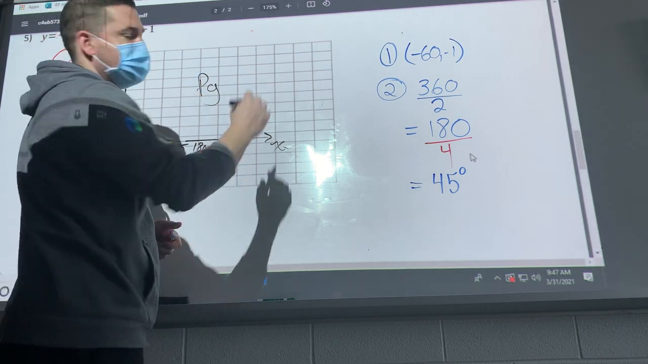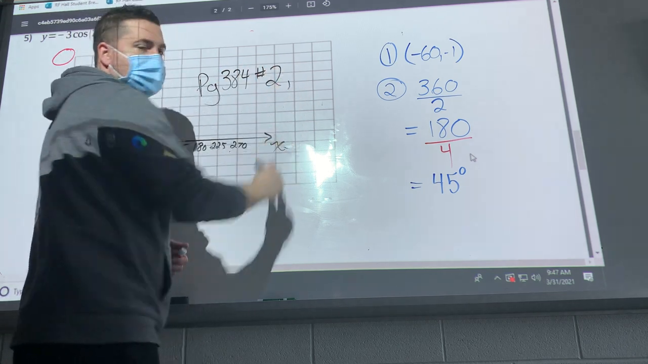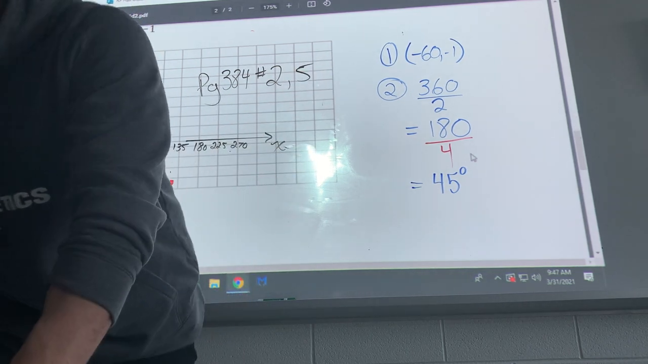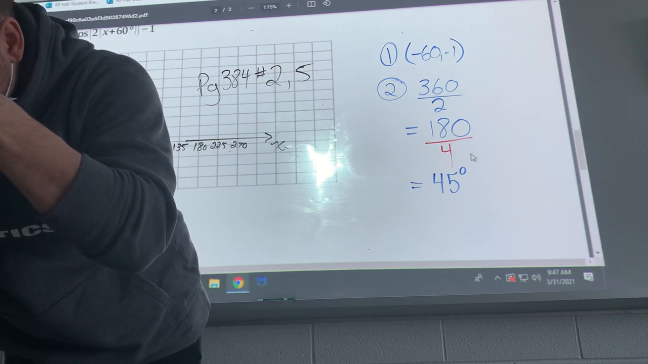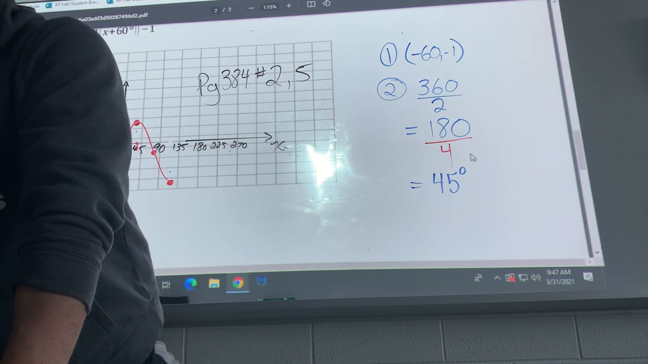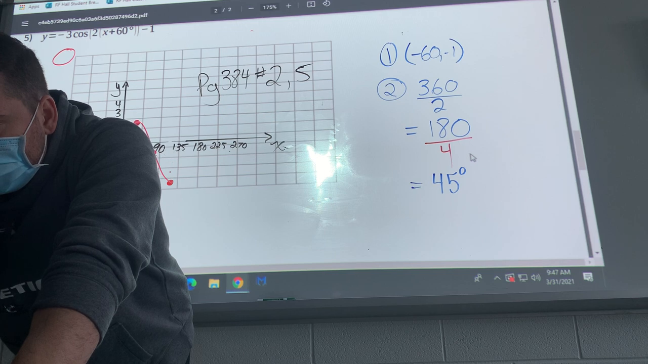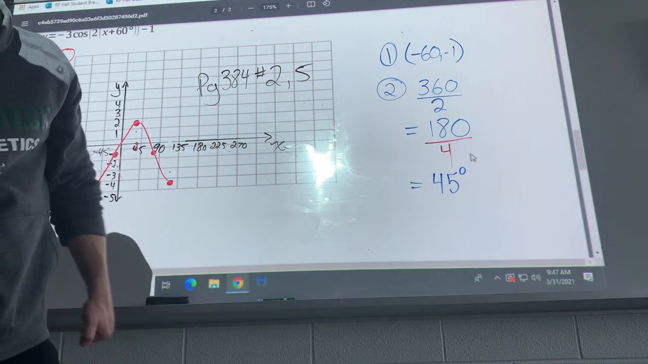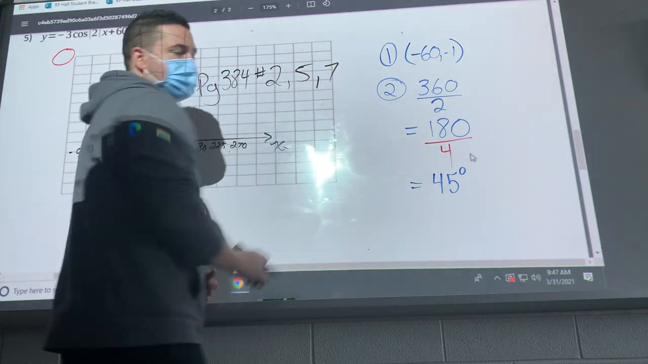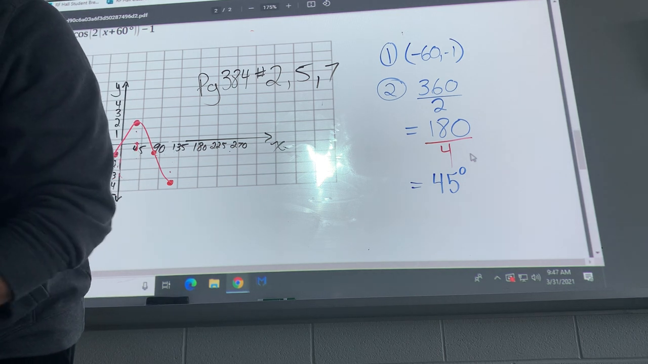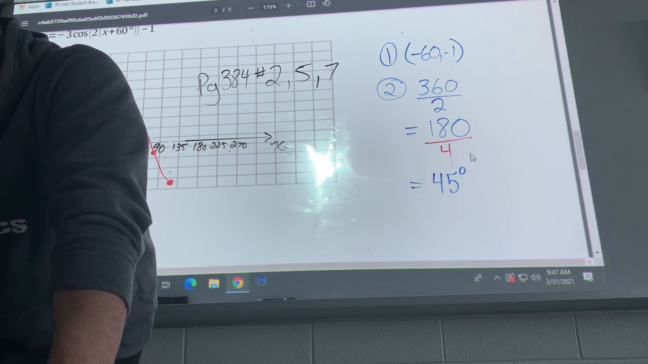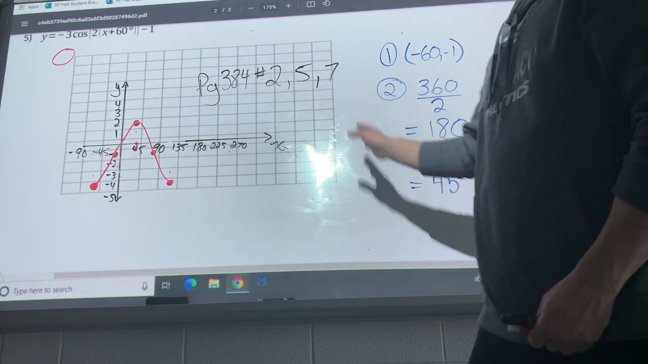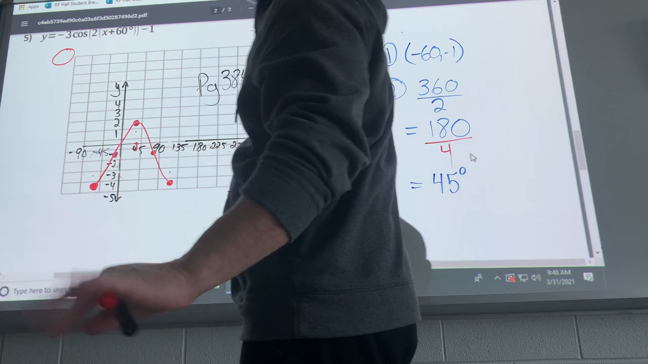Okay, so page 384, number 2. It's just those three questions, 384, 2, 5, and 7. But for 7, it says predict. Don't worry about that. For 7, I just want you to graph it.